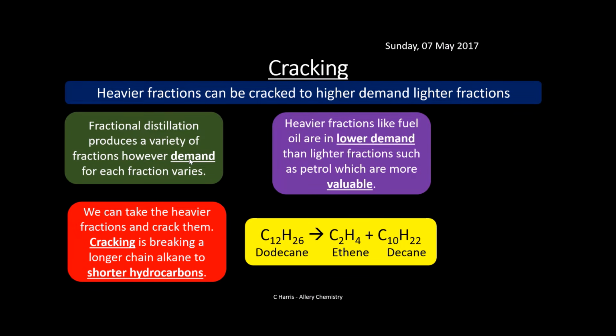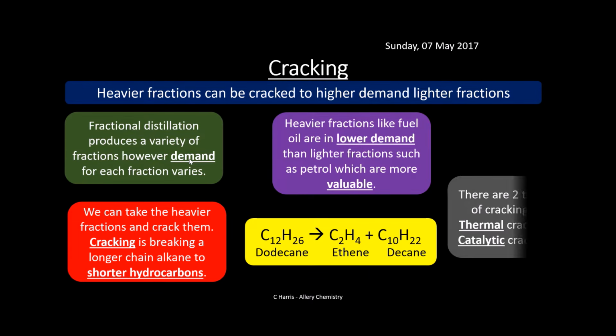So here's an example of an equation. We've got dodecane, which is C12H26. So that is your long 12 carbon chain that can be broken down into decane and ethene. Notice we produce an alkene and an alkane. Okay, you don't produce two alkanes.